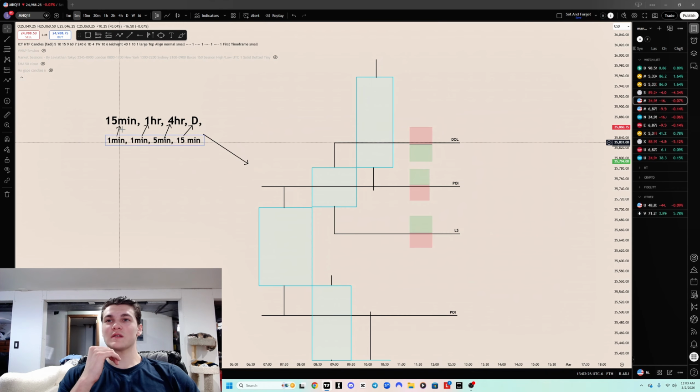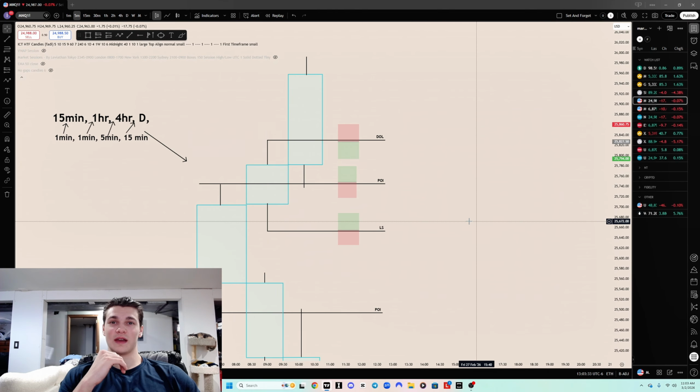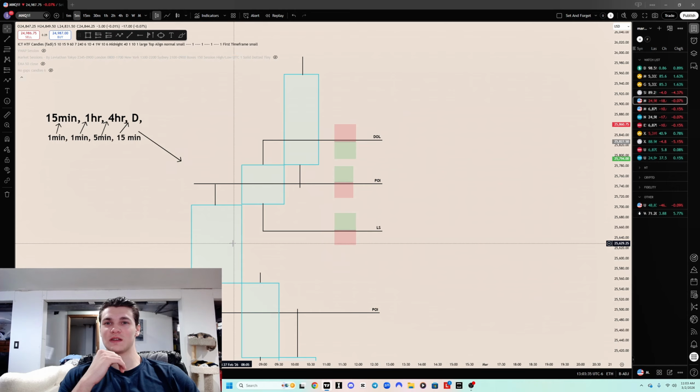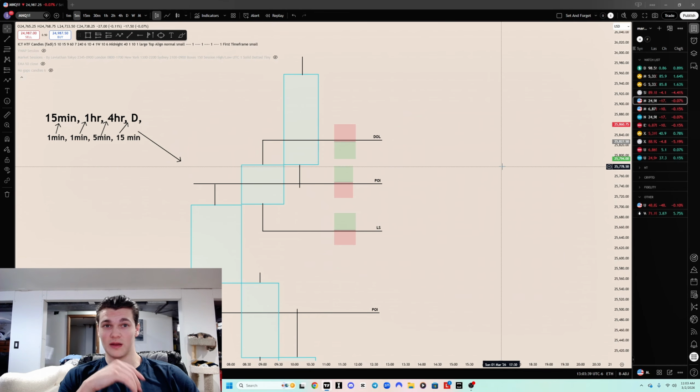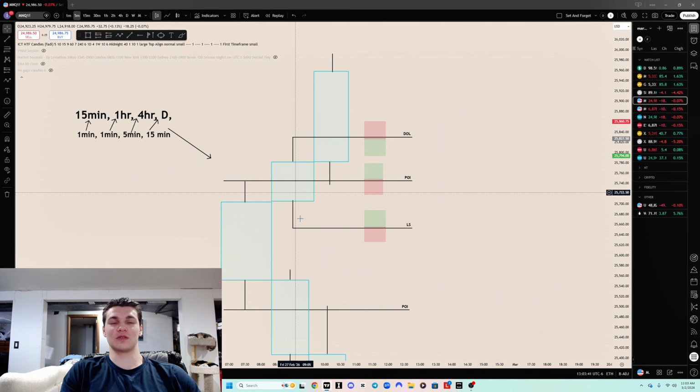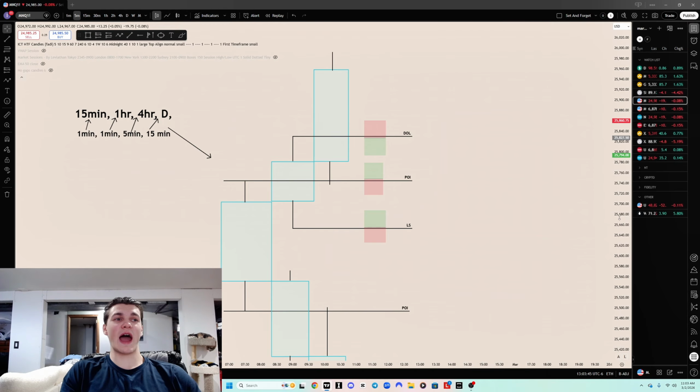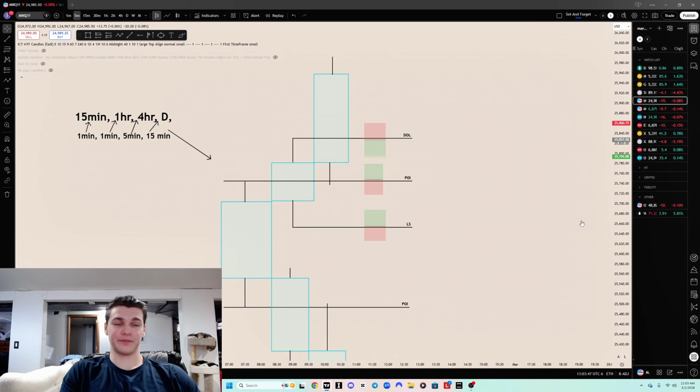Boom. So 15-minute, you're going to be looking for entries here. 1 hour, you get the idea. And like I said, this can be any of those candles. This can be 1 hour candles, 4 hour candles, daily candles, 15-minute. You're just waiting for price to reach one of these levels and react off of them.